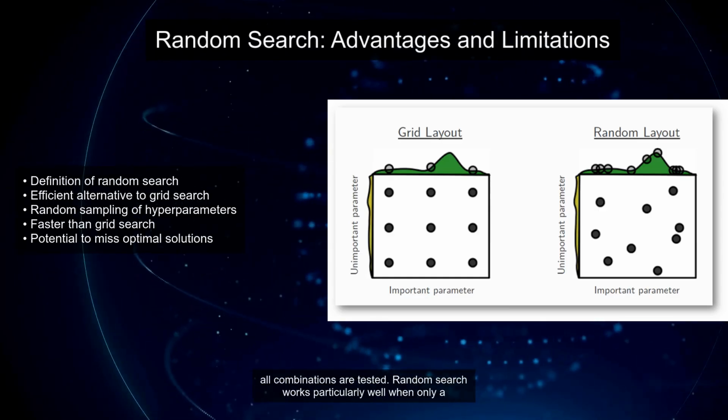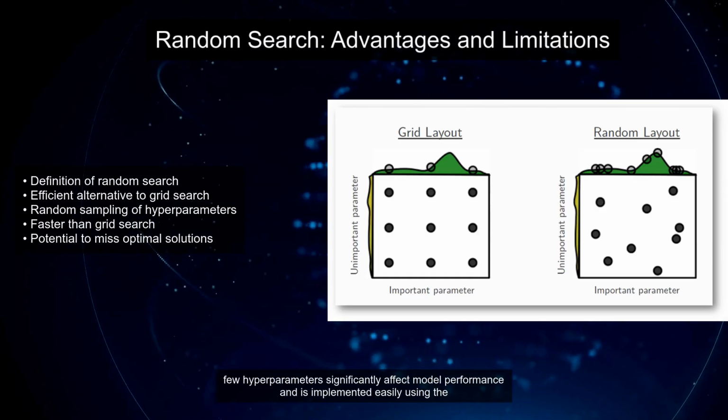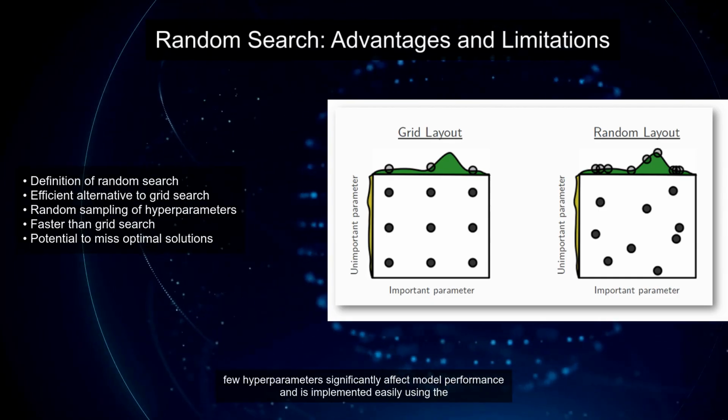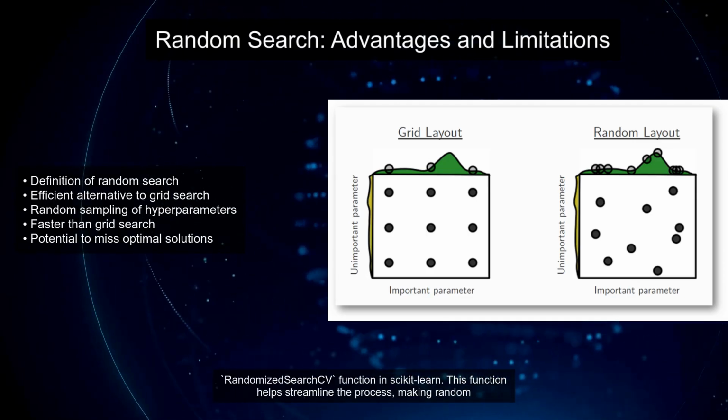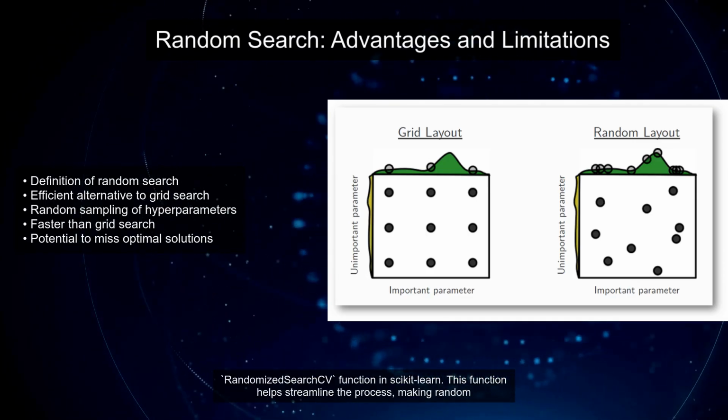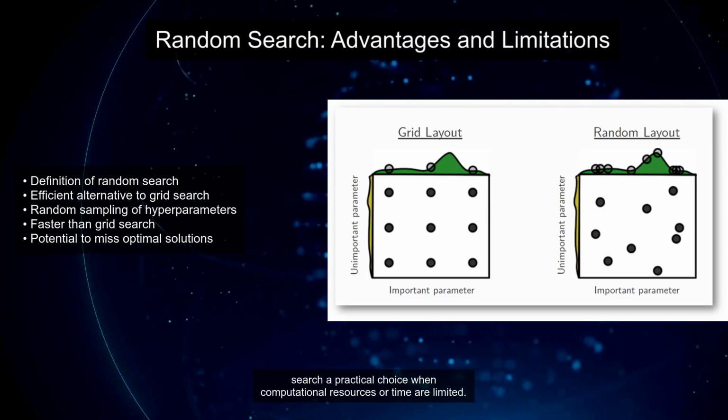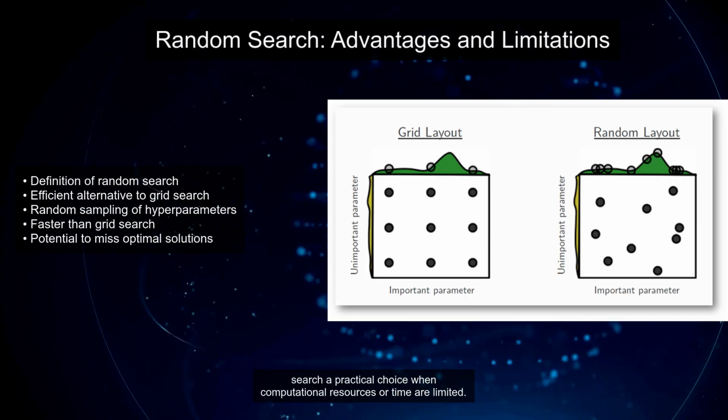Random search works particularly well when only a few hyperparameters significantly affect model performance, and is implemented easily using the randomized search function in scikit-learn. This function helps streamline the process, making random search a practical choice when computational resources or time are limited.